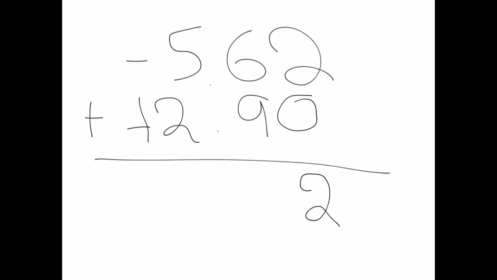9 plus 6 equals 15. We keep the 5 and we put the 1 to the 2, so it's 3 plus 5, which is 8. And 1 equals 18, and we put the negative sign, and that's it.